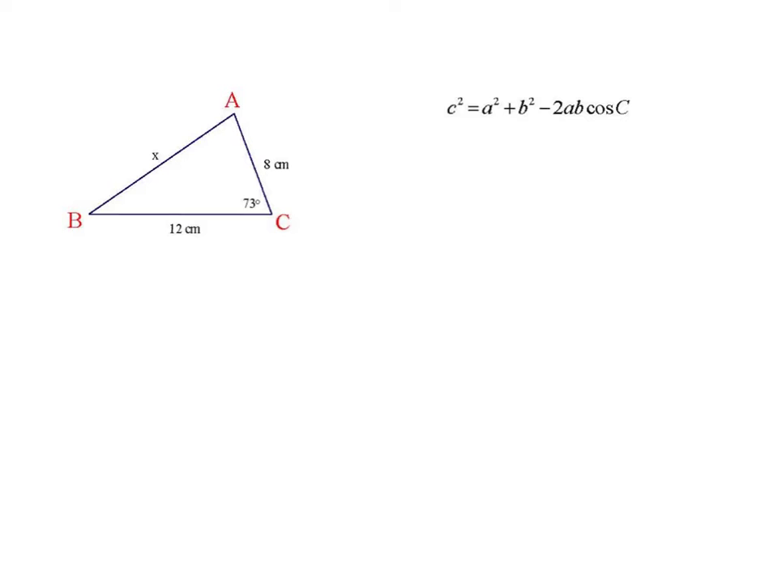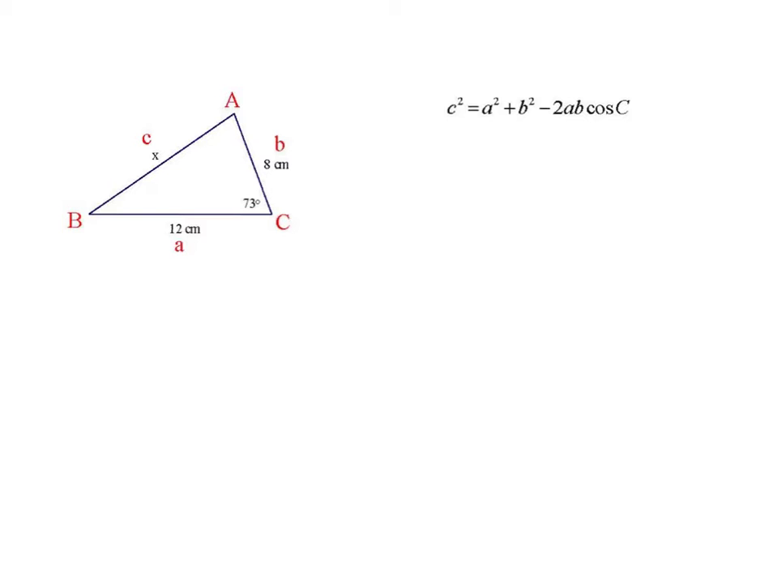Now we label the sides with lowercase letters corresponding to the angles opposite them. So the side we're looking for is little c, and the 12 is little a, and the 8 is little b.